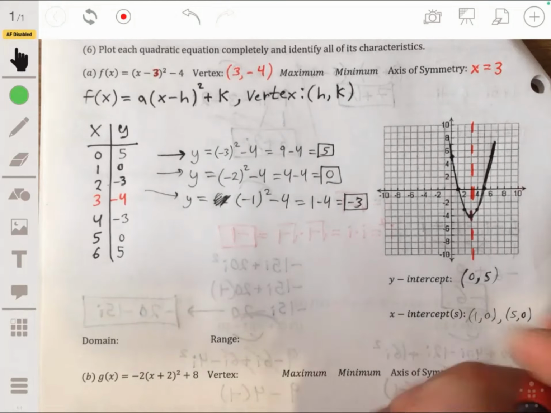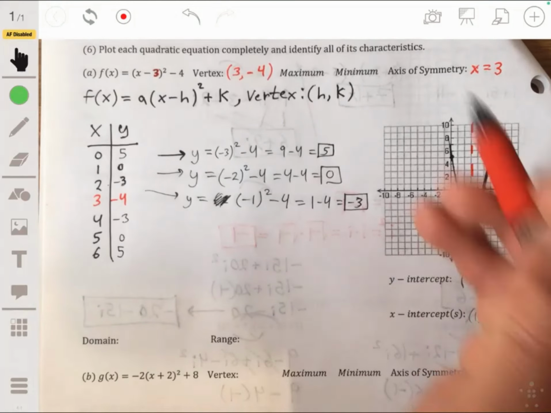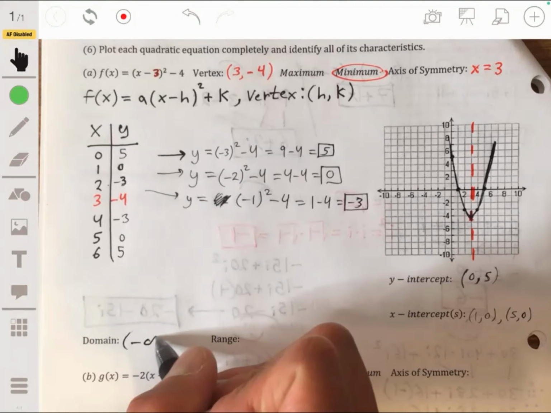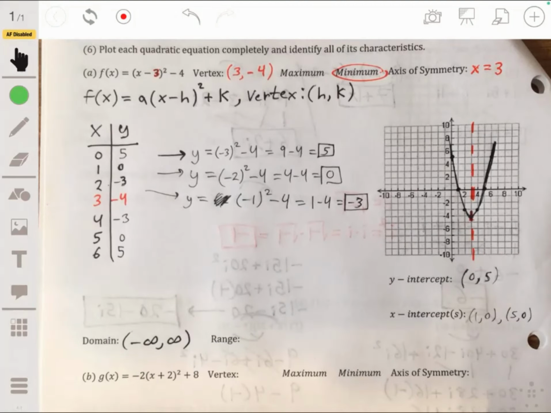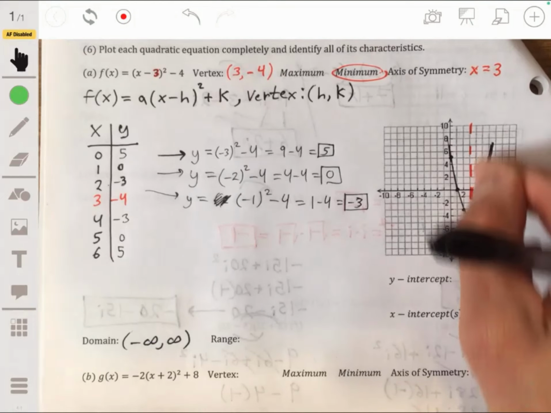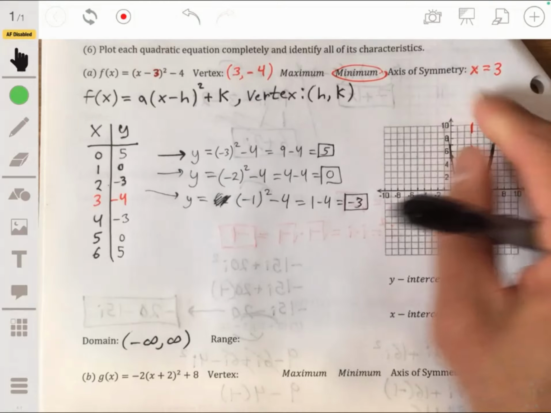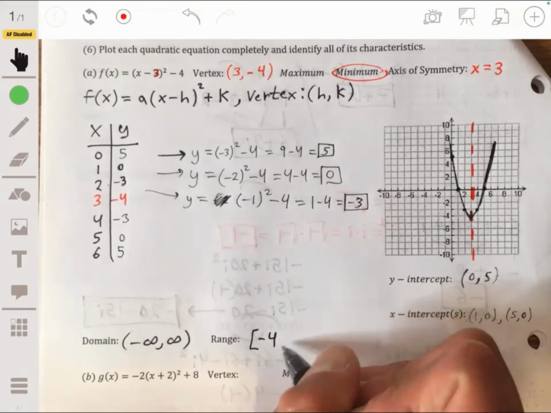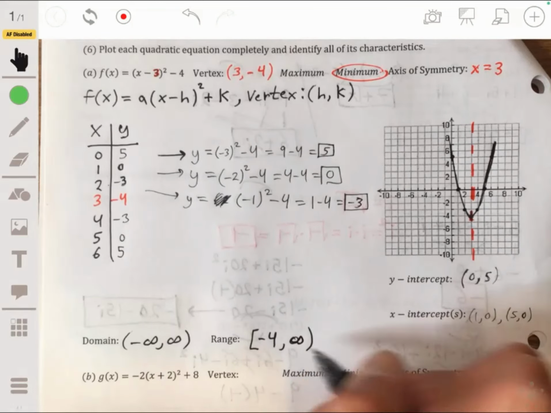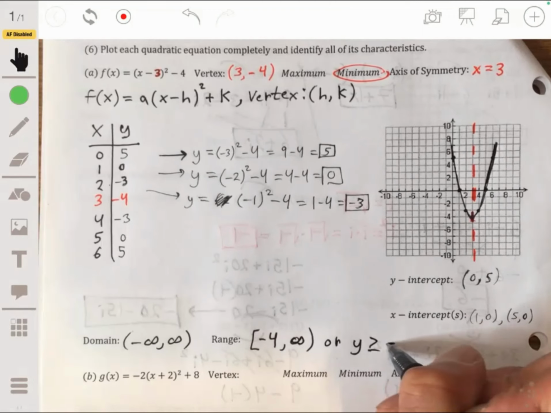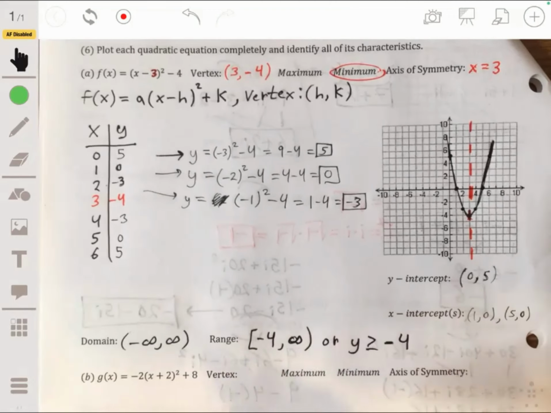This will be a minimum. The vertex will be a minimum because it's at the bottom of the graph. And the domain will be all real numbers or from negative infinity to positive infinity. And the range will go from the vertex upwards. So the y-coordinate of the vertex is -4. So it's going to go from -4 to infinity. Or you can write that y is greater than or equal to -4. I like interval notation, but either way is fine.